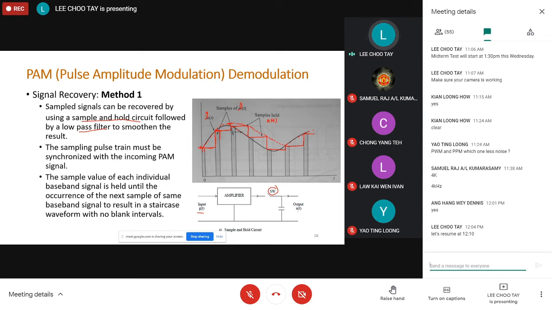But again, this is a sampling issue. If you read the samples more frequently, or you increase the sampling frequency, then you should be able to reproduce the actual signal itself. As far as sampling is concerned, the sampling pulse train must be synchronized. How often this switch is open and closed needs to be synchronized with the incoming PAM signal, so that you read the pulse at the right time.